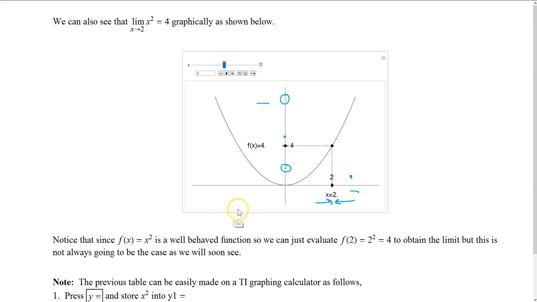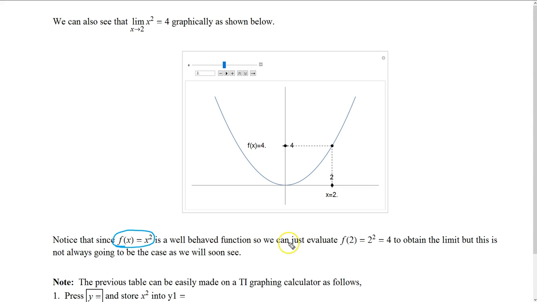Keep in mind, when you're thinking of limits graphically, you should think of the x values approaching a number along the x-axis, and you're looking at what's happening to the function values along the y-axis. Are they approaching a particular number?